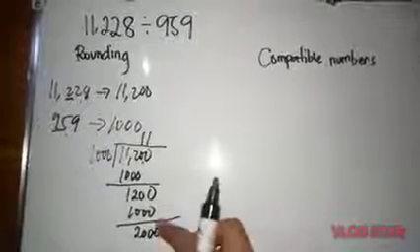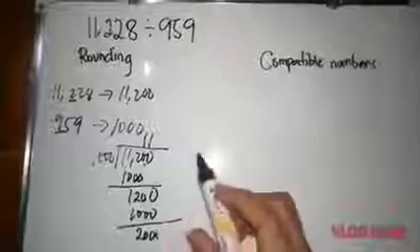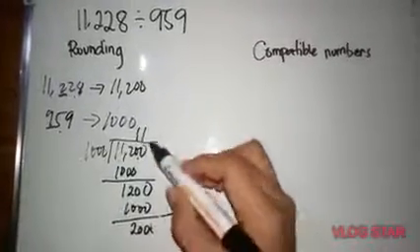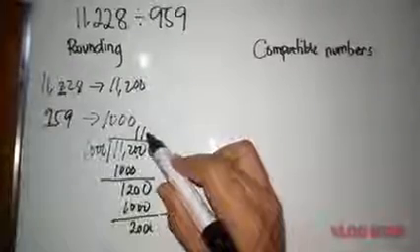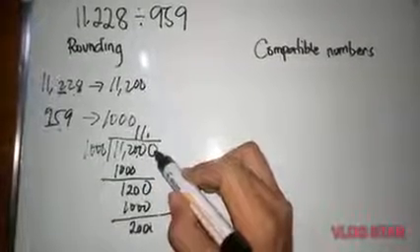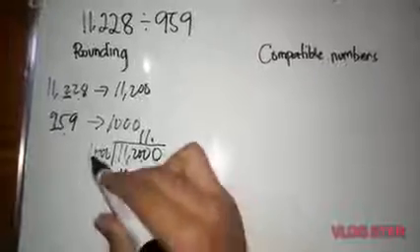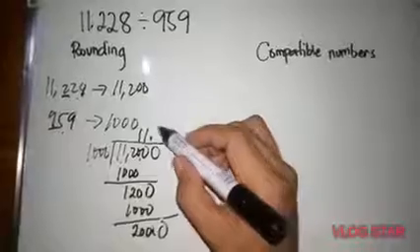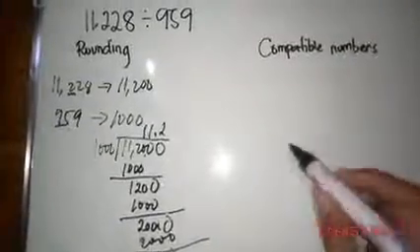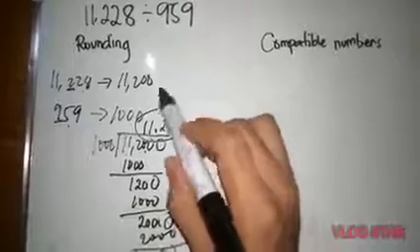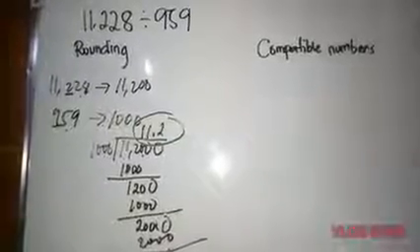So 200. Since we still have a remainder and we want our quotient in decimal form, then we can add 0 as placeholder. So put the decimal point here after you add a placeholder. Then bring down 0. 2,000 divided by 1,000 is 2. 2 times 1,000 is 2,000. 0. So the quotient of 11,228 and 959 is about 11.2.